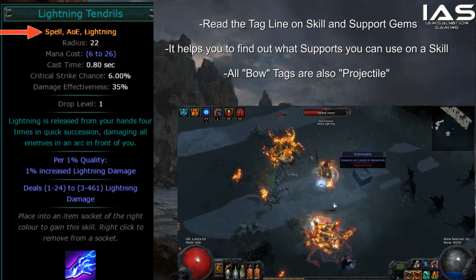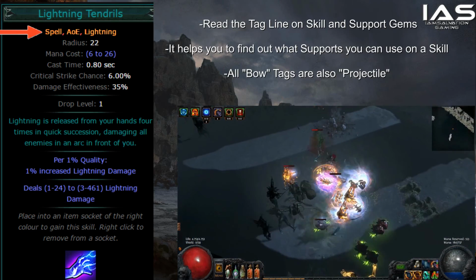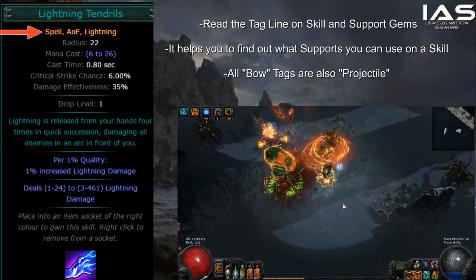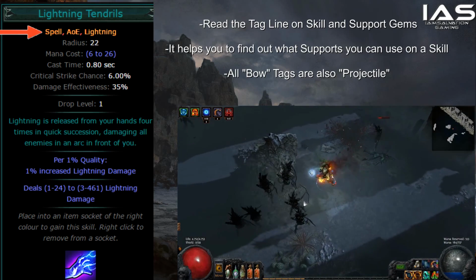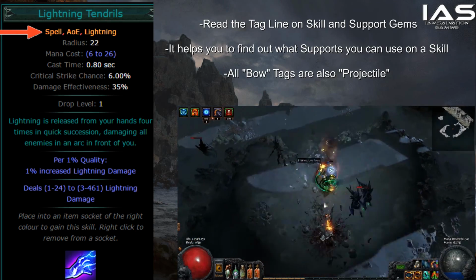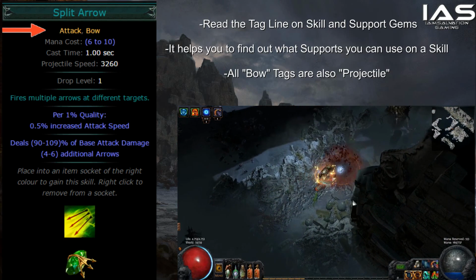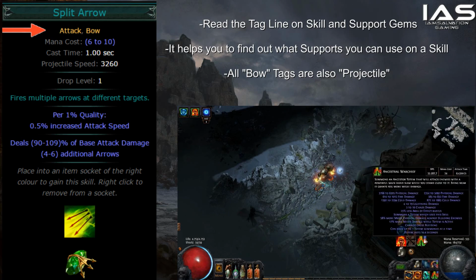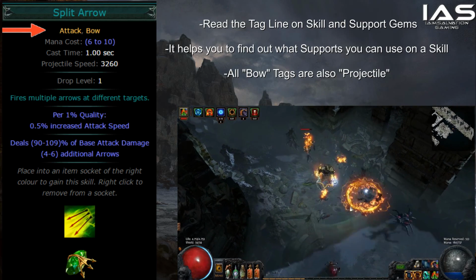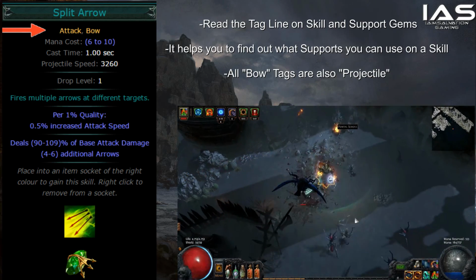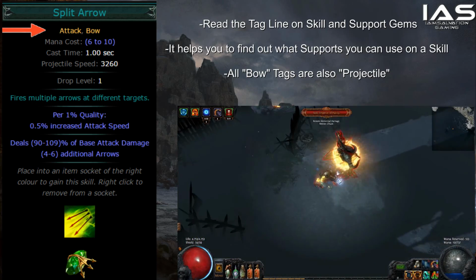You can see on the top of the skill gem it's tagged with spell, AoE and lightning. Every skill gem and every support gem has these tags on it, and you can derive from it what can support what. For example, split arrow has different tags, and that one says attack, bow. And then you might also need to know that every bow gem is inherently also projectile. So that is important to determine if a support gem can support a gem or not.